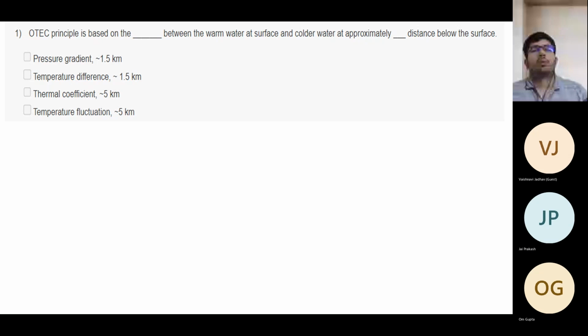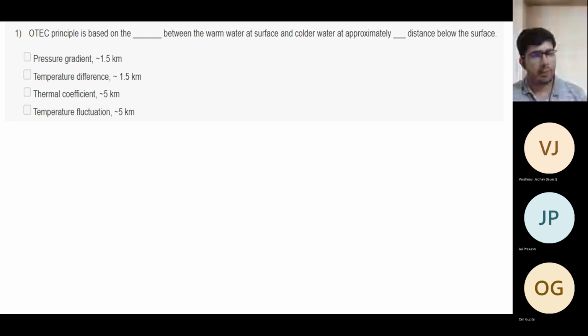Actually, pressure gradient is not playing any part in the generation of the electricity. Basically, we are using the temperature difference. The major principle is temperature difference. Actually, pressure gradient is complicating the system. We have to design the system so that it can handle the pressure. We can design the equipment so they can handle the pressure. So pressure gradient is a negative part.